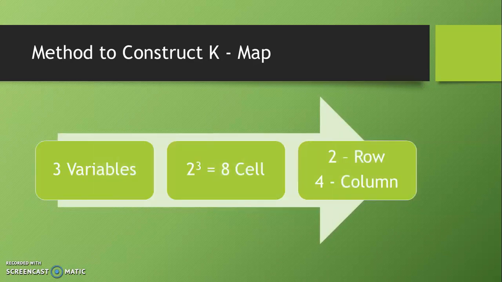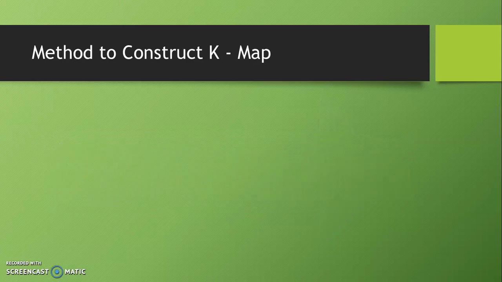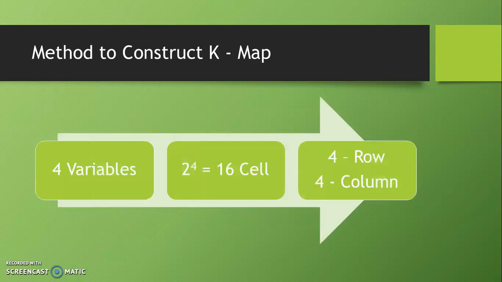Suppose we go for 3 variables, then the number of cells is 2 raised to power 3. So we have a total of 8 cells. We have 2 rows and 4 columns. And if we go for 4 variables, then 2 raised to power 4. So we have 16 cells and we have 4 rows and 4 columns.